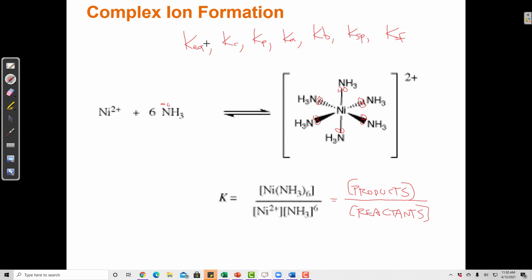K is always K. All of these different Ks, I'm going to calculate exactly the same way: put products over reactants, and I leave out any solids or liquids. So this is the same. Here's my product, Ni(NH3)6, six NH3 ligands. So here's my product over this times this, raised to the 6th power, because I have 6 of these. So we're always going to calculate K the same way, even this Kf, which is a new one. It's still just K.